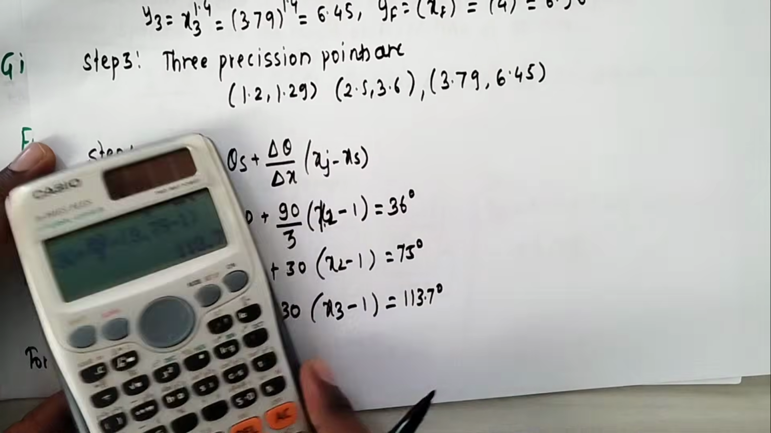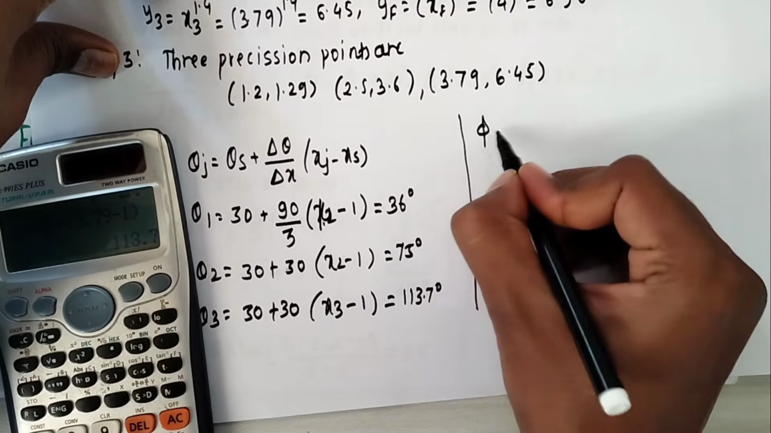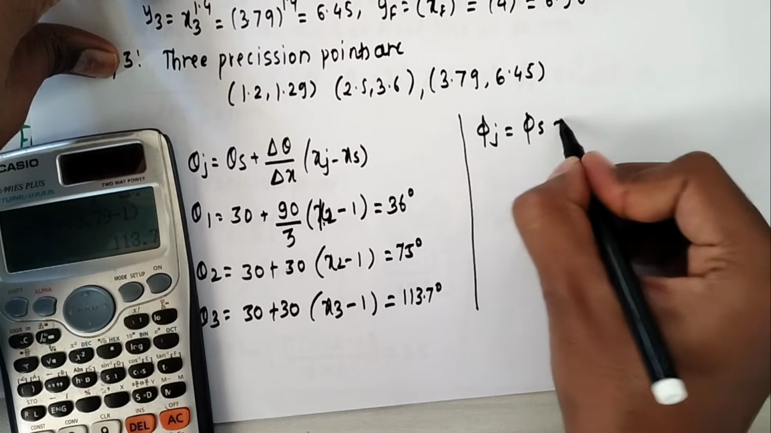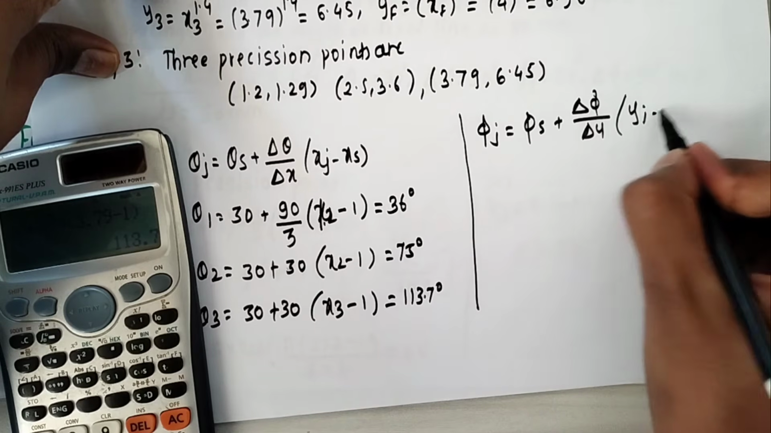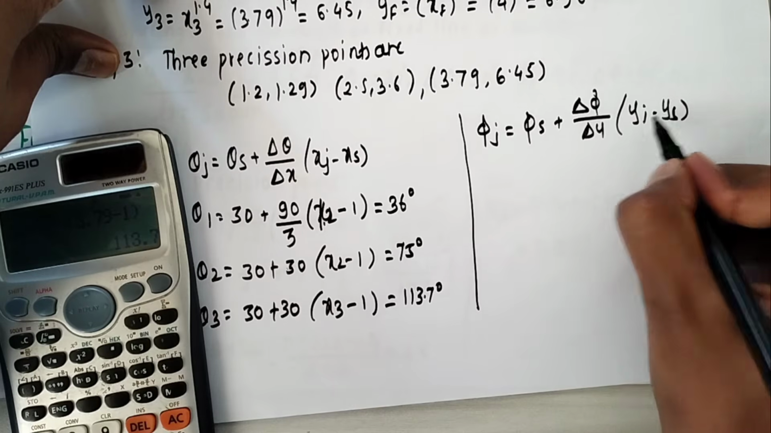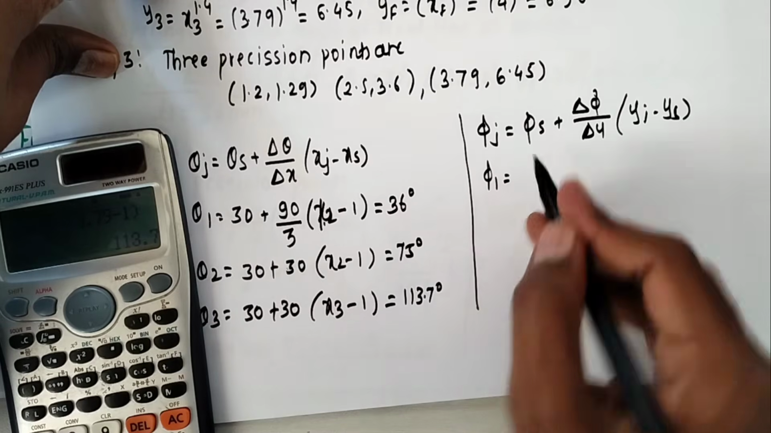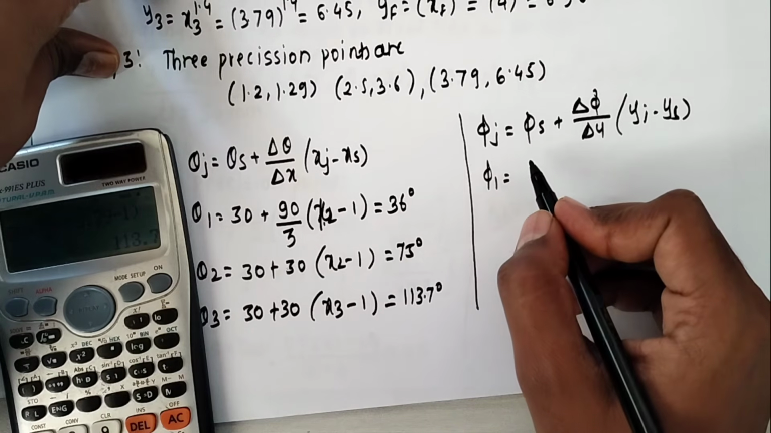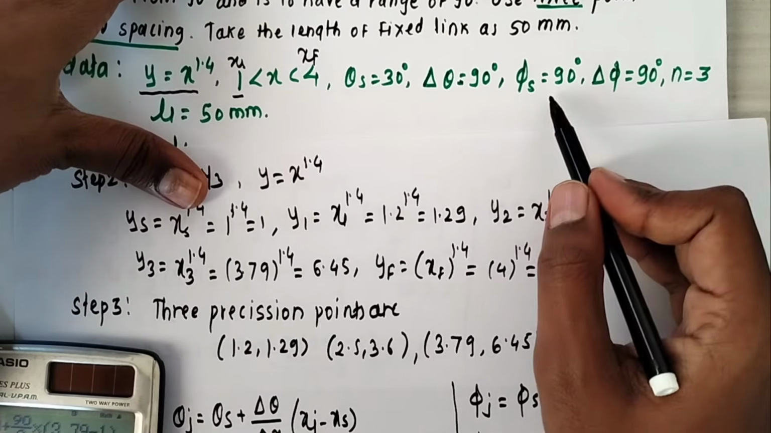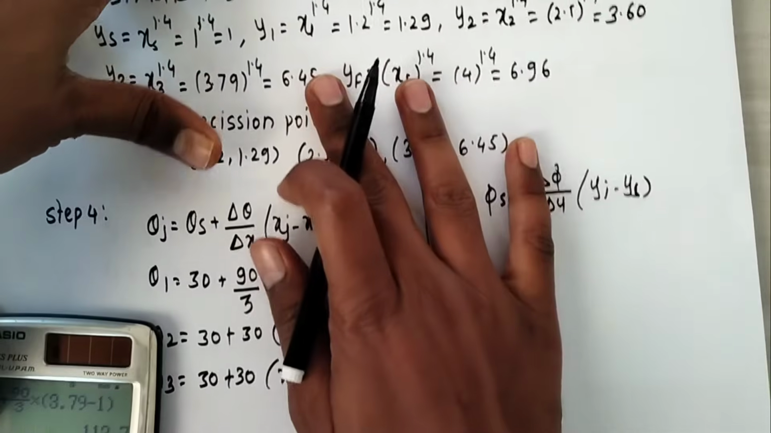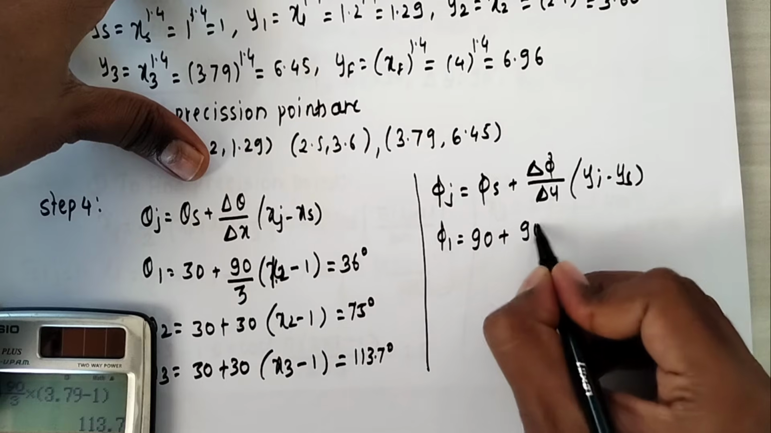Okay, and similarly we can find out phi 1, phi 2, phi 3. So phi of j is equal to phi of s plus delta phi upon delta y into y of j minus ys. So put the values. Let's say phi of 1, for j is equal to 1. Phi s, the initial value, you can check in the given data. Phi s is 90 degrees and its range is also 90 degrees. Therefore, it is 90 plus 90 degrees divided by delta y.